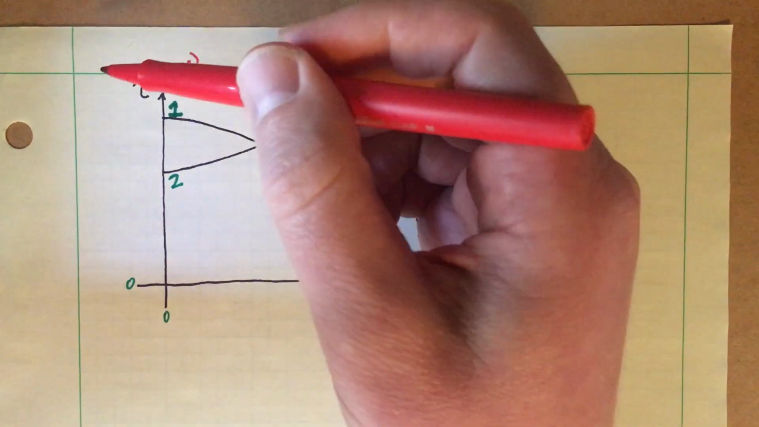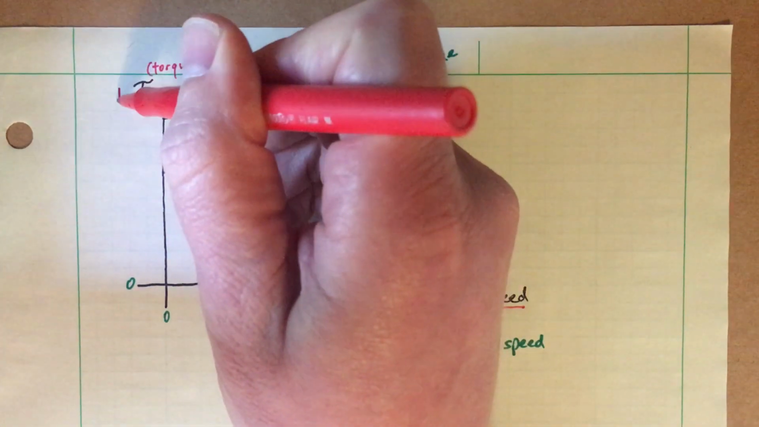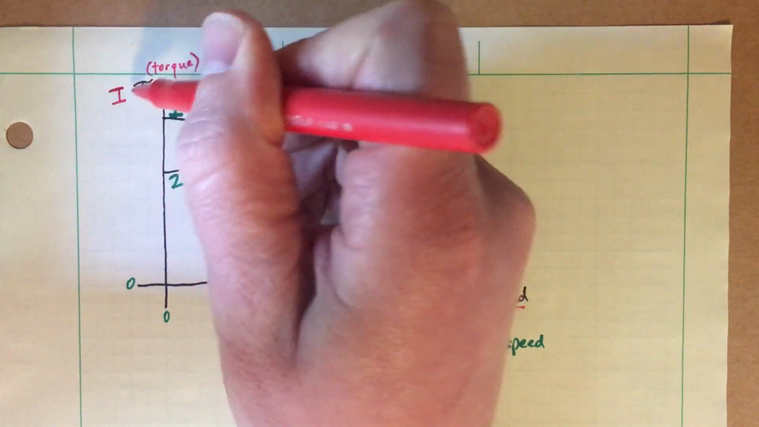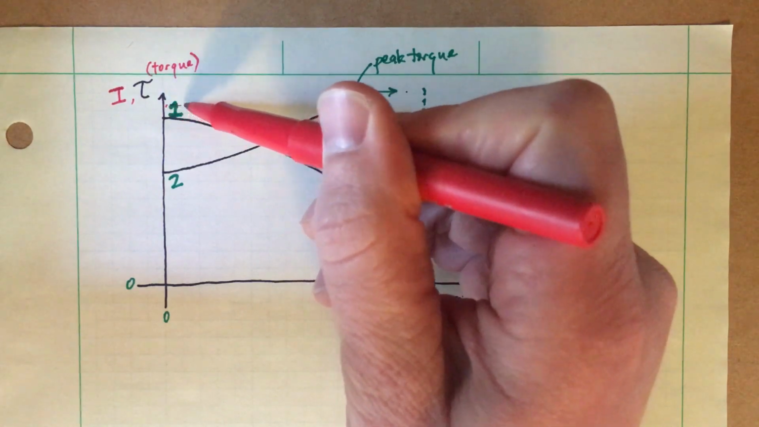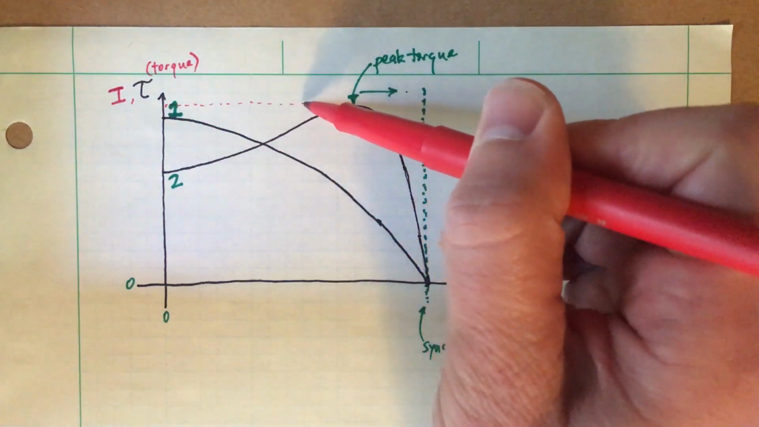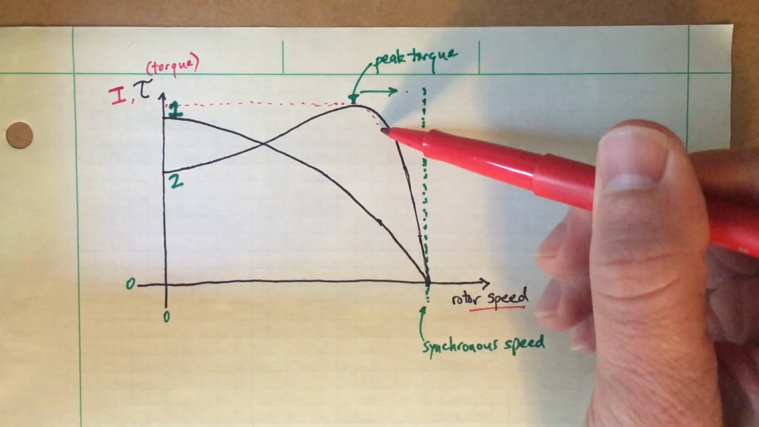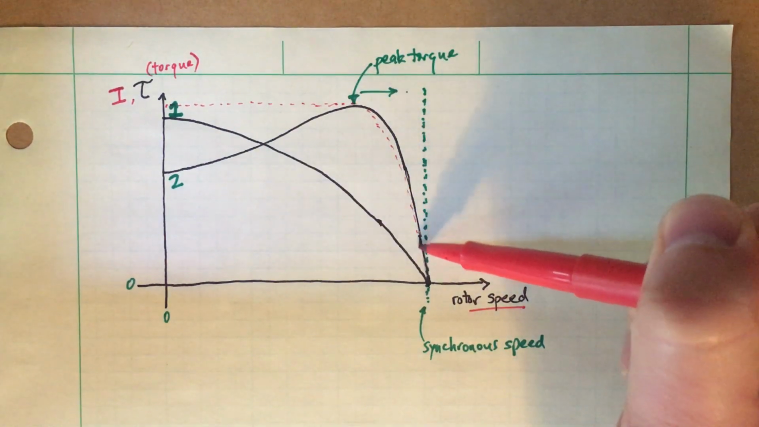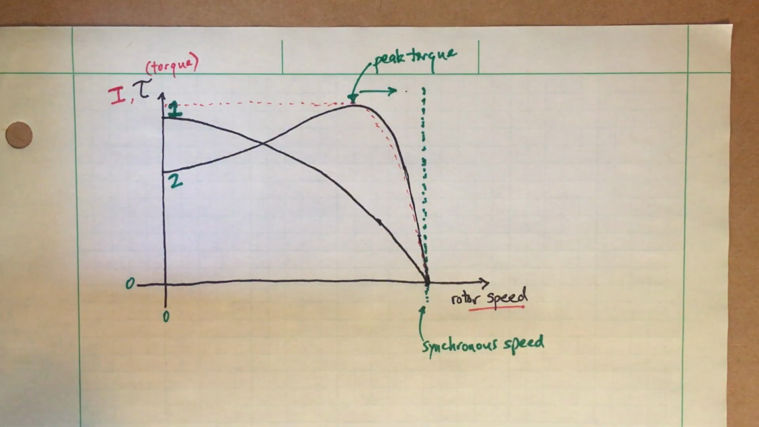Okay? If you were to plot, say, current on here, so let me write it in red, okay? Then the current curve for both of these would kind of look like max, really big, really big, and then would drop off precipitously and go to 0 right at the synchronous speed. Okay.